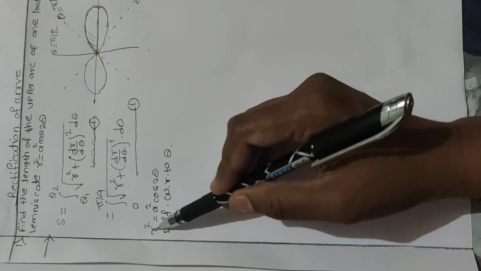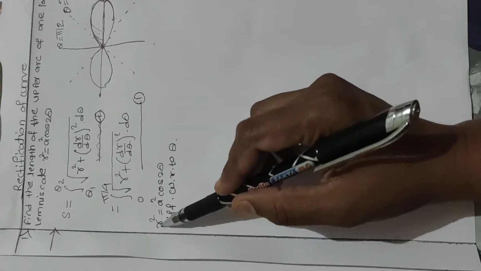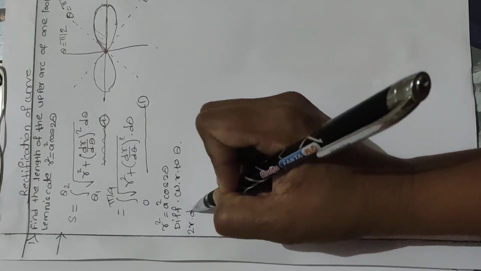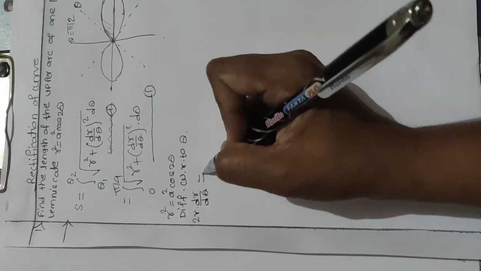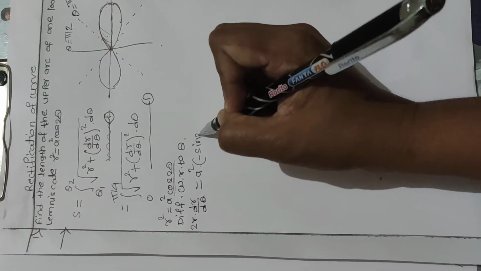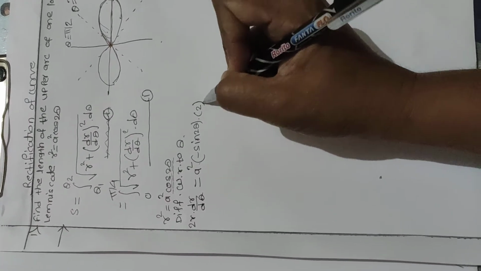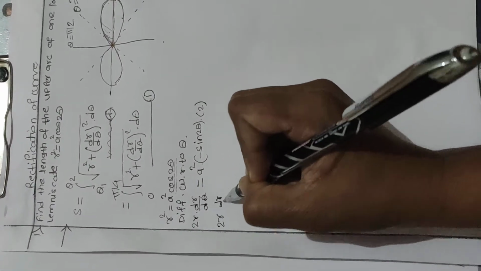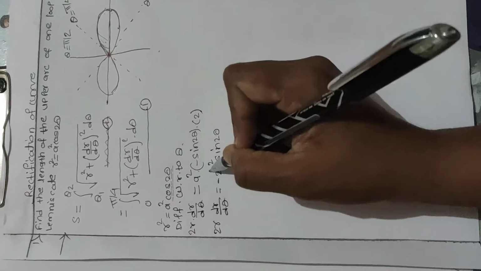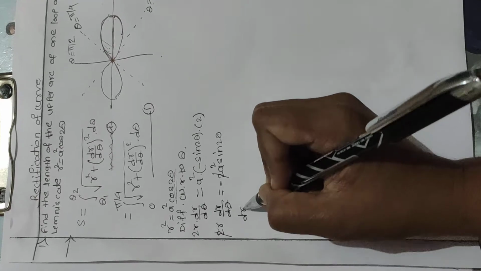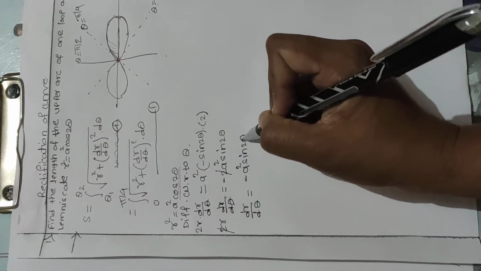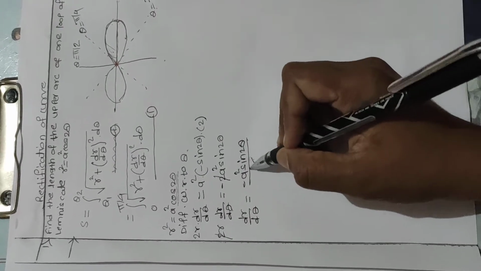Our equation is r square equal to a square cos 2 theta. So we differentiate this with respect to theta. The derivative of r square is 2r, into the derivative of r with respect to theta, dr by d theta, equal to a square constant as it is, and the derivative of cos 2 theta is minus sine 2 theta, into the derivative of 2 theta, which is 2. So we get 2r dr upon d theta equal to minus 2a square sine 2 theta. Here 2 gets cancelled, and what is the value of dr by d theta? dr by d theta is minus a square sine 2 theta divided by r, and then again we have to put the value of r.